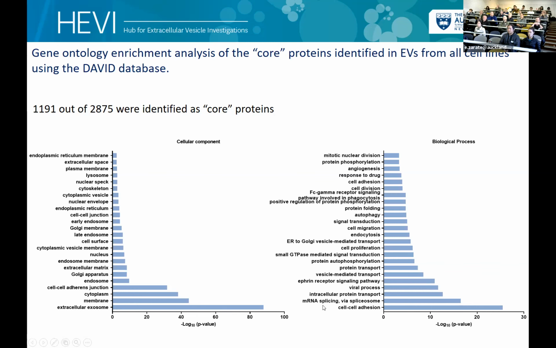We looked at the biological processes of the proteins we found, and these are mainly processes that represent, first of all, the cell lines that the proteins derived from, and also typical extracellular vesicle processes.